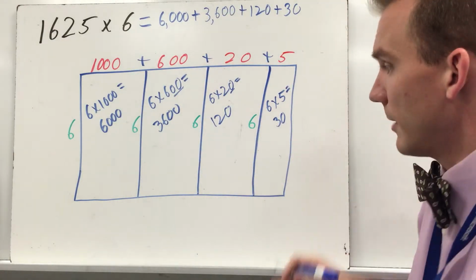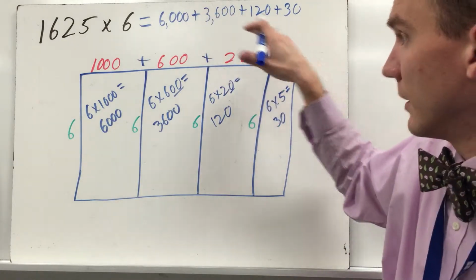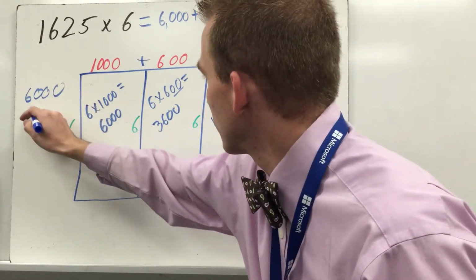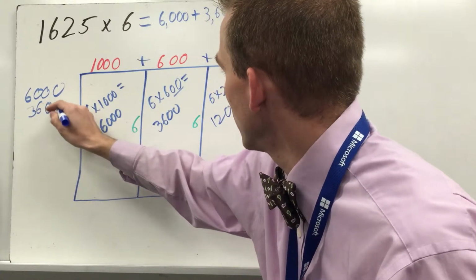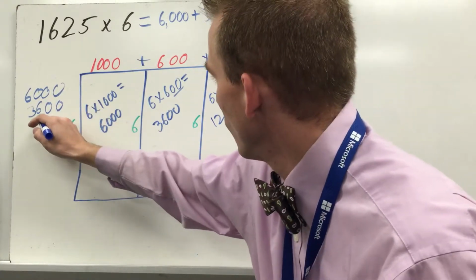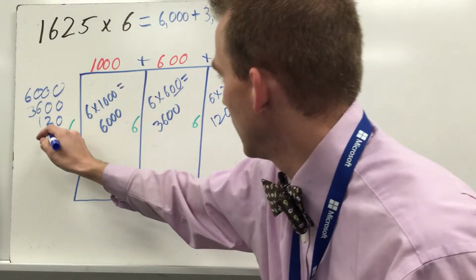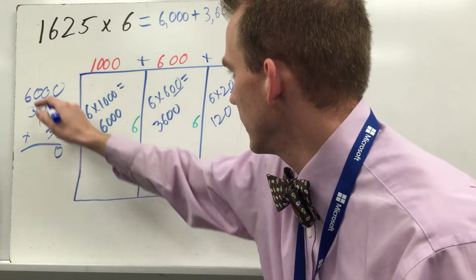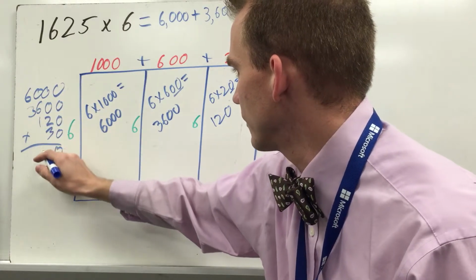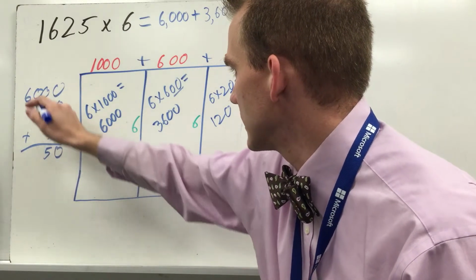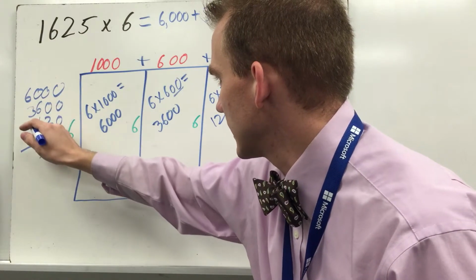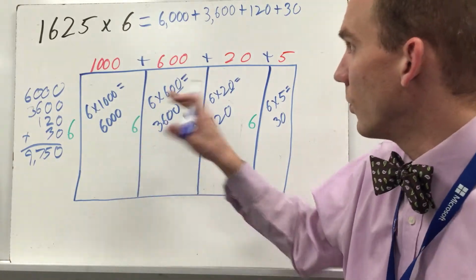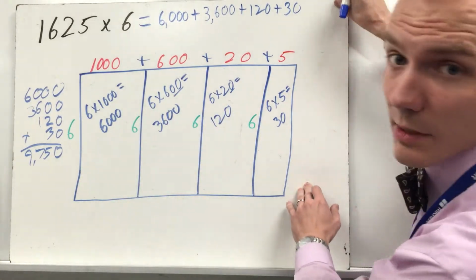Now what I do is add all of those up. I can't add them up here, I'm going to write them down over here. So we have 6,000, 3,600, lining up my place values, 120, and 30. Add these up, a whole bunch of zeros here. 0, 0, 2, 3. 2 and 3 is 5. 6 plus 1 is 7. 6 plus 3 is 9,750. So my products match. Both ways get me to the answer. Both ways get me to the product.